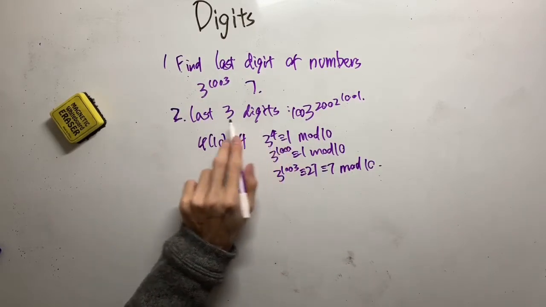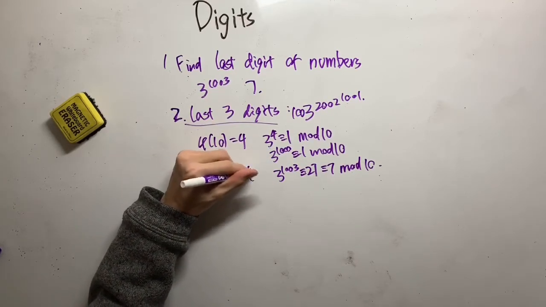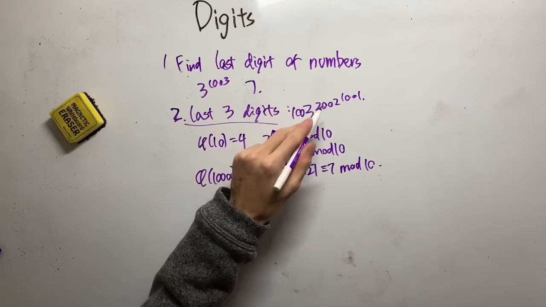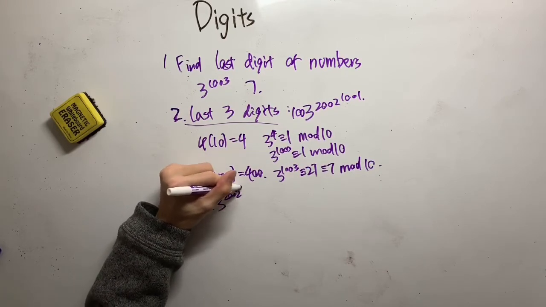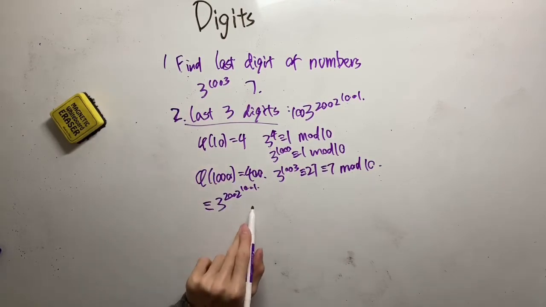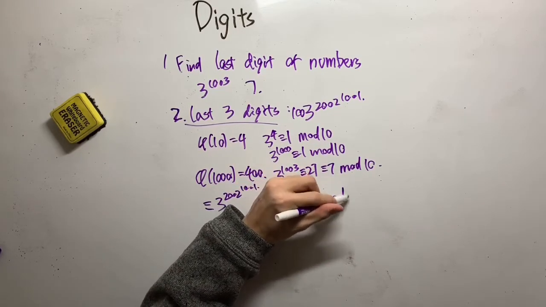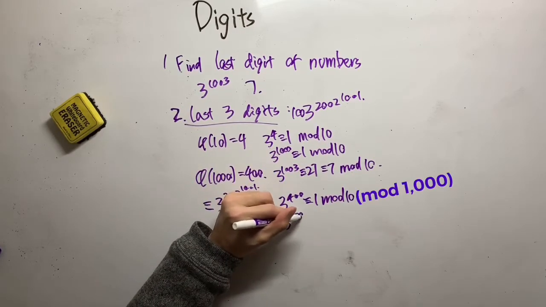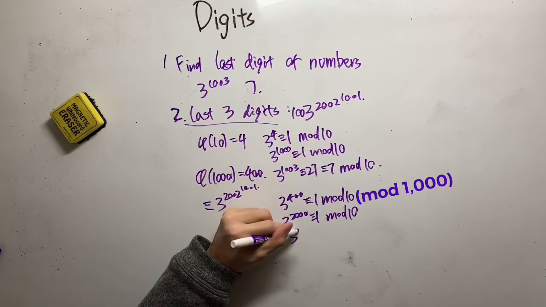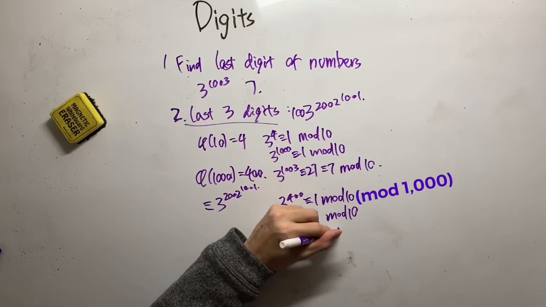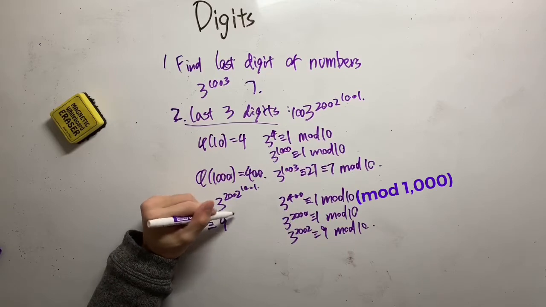For the next one, we find the last 3 digits. We have phi of 1000 equals 400, and 3 to the 2003 to some power is also congruent to 3 to the 2002 to the 1001, and we have 3 to the 400 is congruent to 1 mod 1000. Thus, 3 to the 2000 is congruent to 1 mod 1000, and 3 to the 2002 is congruent to 9. Thus, this is congruent to 9 to the 1001 power.